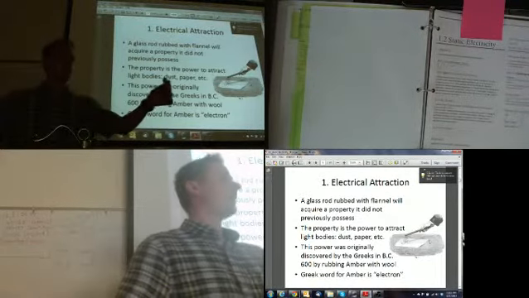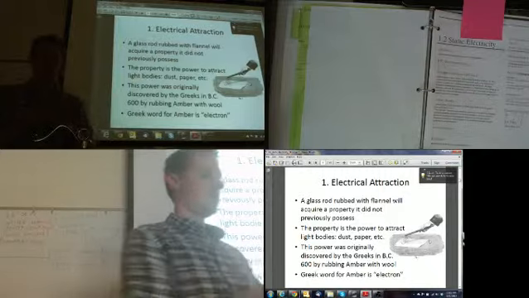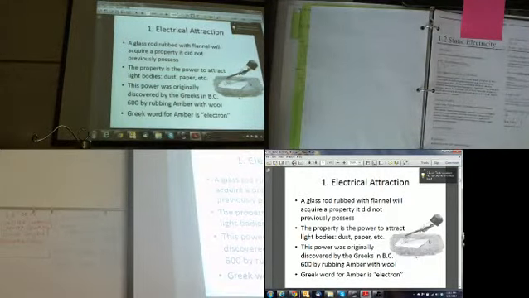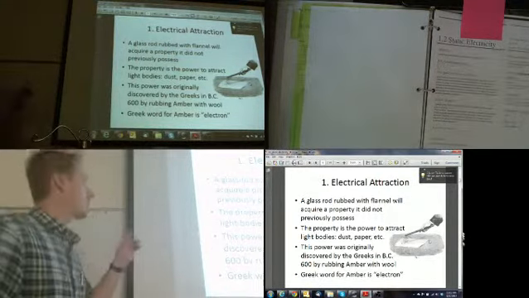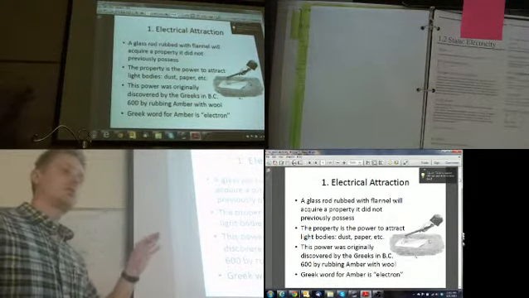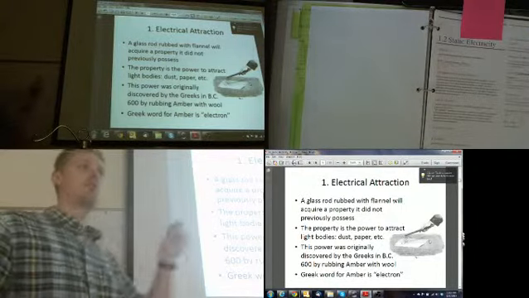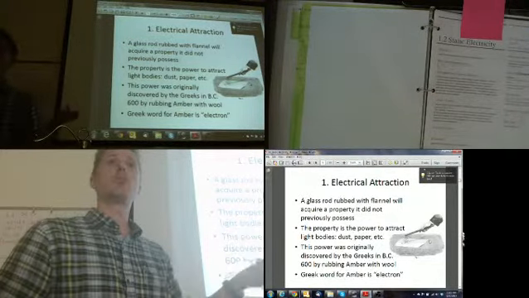Okay, this is a piece of amber. If you want to pass it around, this has a kind of an aid there. The Greek word for amber is electron. So that's where we get the word electronics. It actually means amber. So when you say electronics, you're saying amber-ics, really.